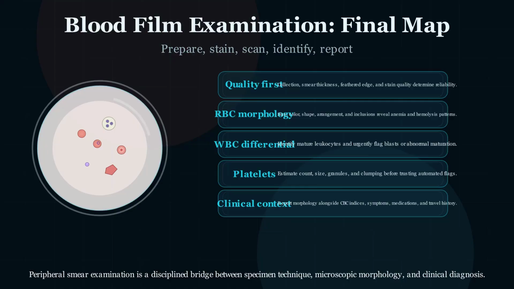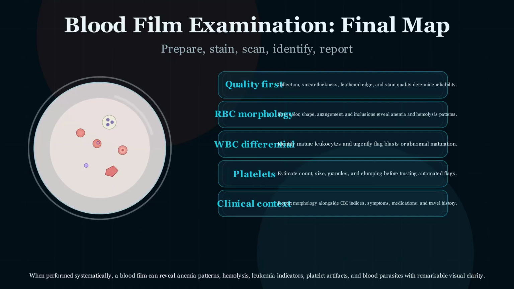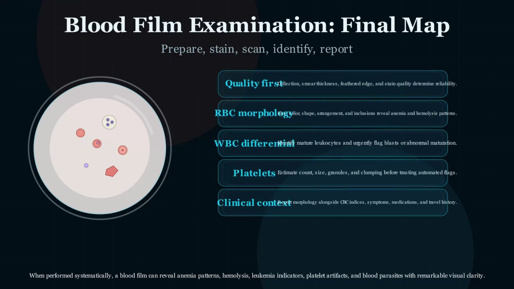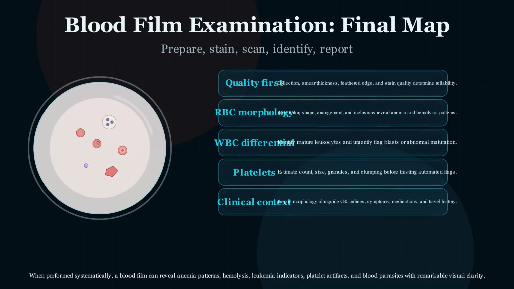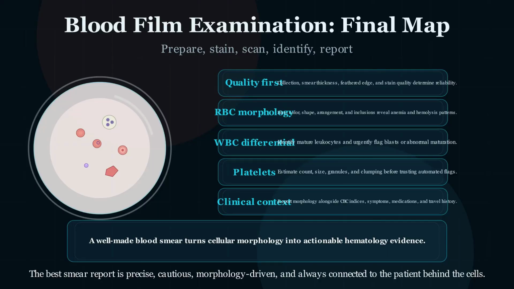Peripheral smear examination is a disciplined bridge between specimen technique, microscopic morphology, and clinical diagnosis. When performed systematically, a blood film can reveal anemia patterns, hemolysis, leukemia indicators, platelet artifacts, and blood parasites with remarkable visual clarity. The best smear report is precise, cautious, morphology-driven, and always connected to the patient behind the cells.